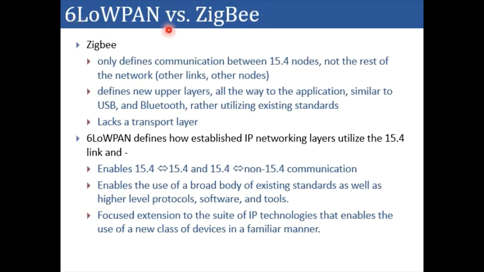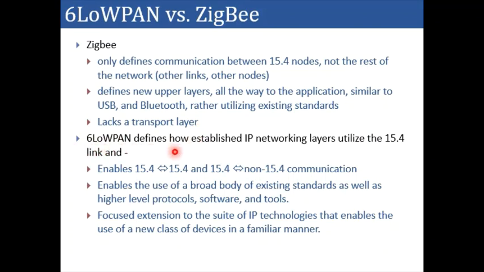Now when you compare 6LoWPAN and ZigBee, ZigBee only defines the communication between 802.15.4 nodes and not the rest of the standard network. It defines new upper layers all the way to the application, which is similar to USB and Bluetooth, rather than utilizing the existing standard. It also lacks a transport layer.